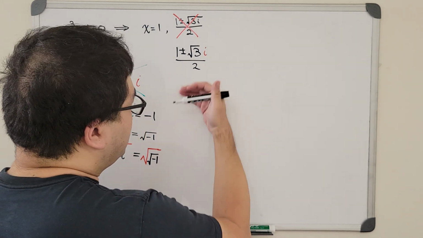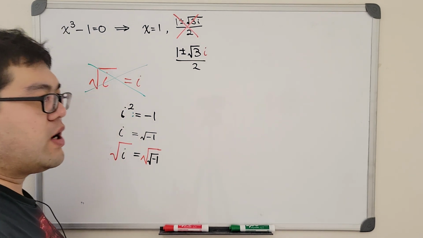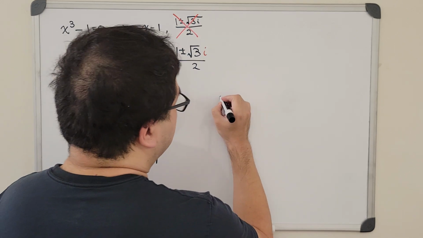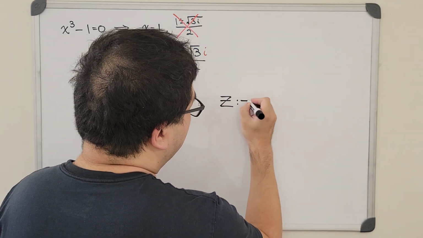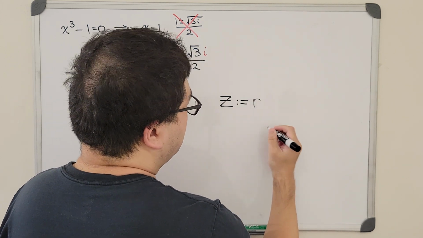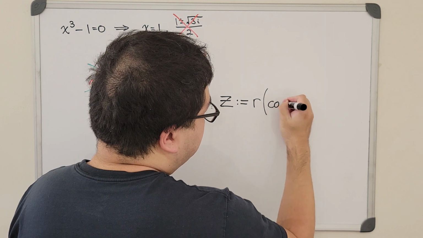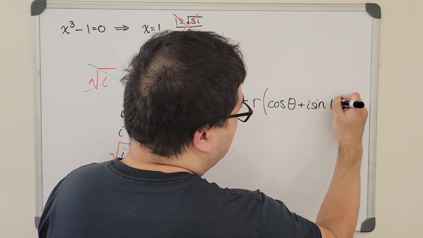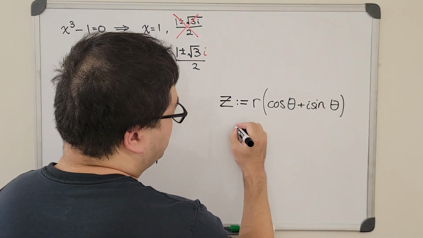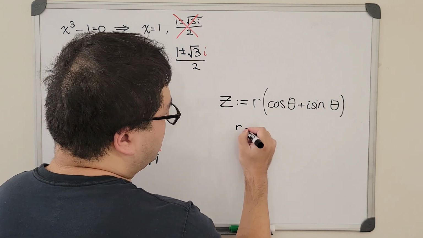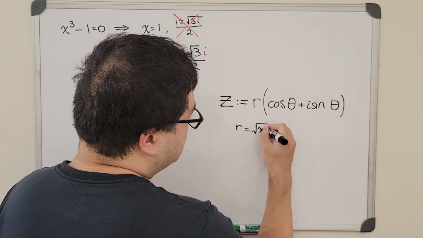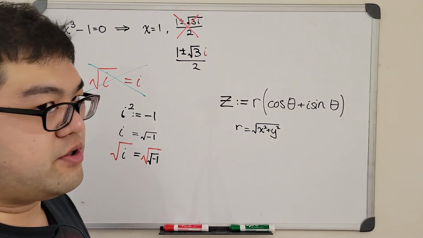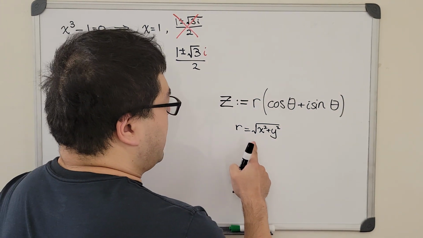So in the last video, I've already mentioned the polar form of a complex number, which is, if we have a complex number z, we can define it as r times cosine of theta plus i sine of theta, where r is the radius, or the distance of the point z from the origin, which is 0 on the complex plane.